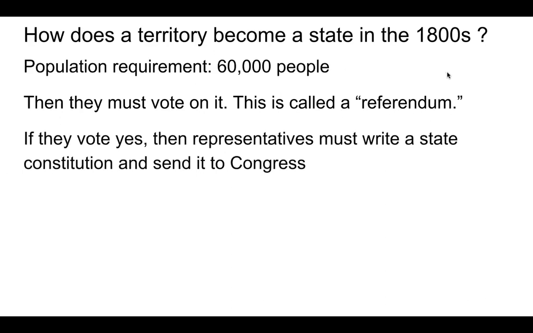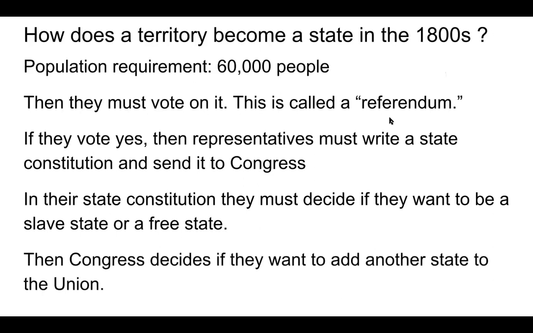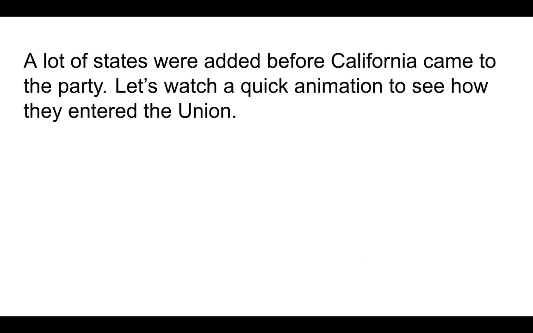If they vote yes, then you need to send representatives or delegates to write a state constitution, and then they would send that to the Congress of the United States. During the 1800s, in the state constitution, the state needed to decide whether they were going to try to come in as a slave state or a free state. Then once Congress receives that document, they can decide, do we even want to add another state to the Union? So lots of states were added before California comes to the party here.